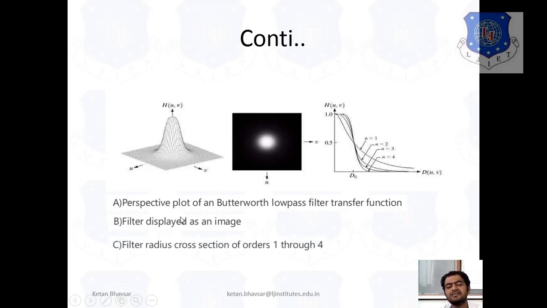Okay, so it looks like this. This is the ideal graph. We can also generate it with the help of MATLAB programming, and this is a graphical representation in terms of the two axes, and this is your image.